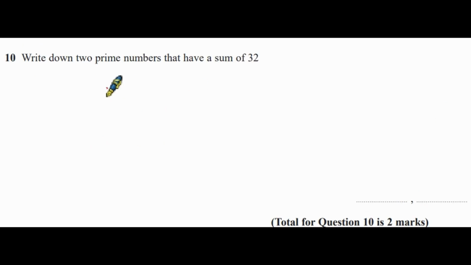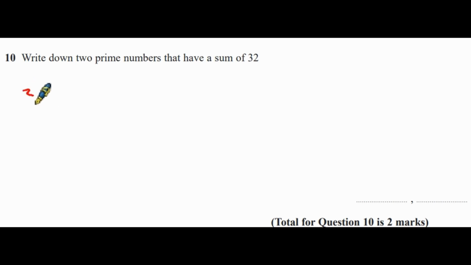Question 10 asks us to write down two prime numbers that have a sum of 32. Sum, don't forget, is addition. They add up to 32. Well, a good way is to quickly write down all the prime numbers up to the number 32. So let's have a look.